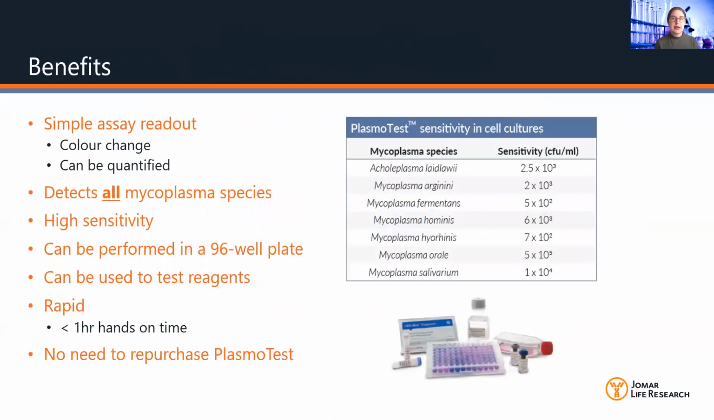In addition to the simple readout of PlasmoTest, other benefits include that it detects all Mycoplasma species with a very high sensitivity. The assay can be performed in a 96-well plate, meaning it can be used as a convenient method of routinely testing multiple cell lines. In addition to checking cell cultures, PlasmoTest can also be used to test biological reagents for contaminations, such as media and FBS. After receiving your PlasmoTest kit, frozen stocks of the Mycoplasma reporter cells can be made. Therefore, you won't need to actually repurchase the PlasmoTest kit in the future.